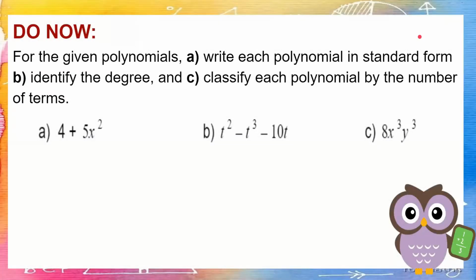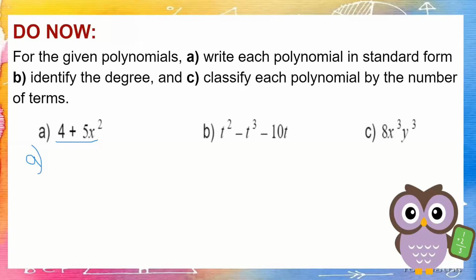Okay, so for the do now, for the first task, you were expected to write each polynomial in standard form, okay? So you have to write this one in standard form. To write something in standard form, what are you supposed to do? This should be a review. I just talked about it with you guys. Even though it was only for Amina, I told it to you guys. So what do you have to do?